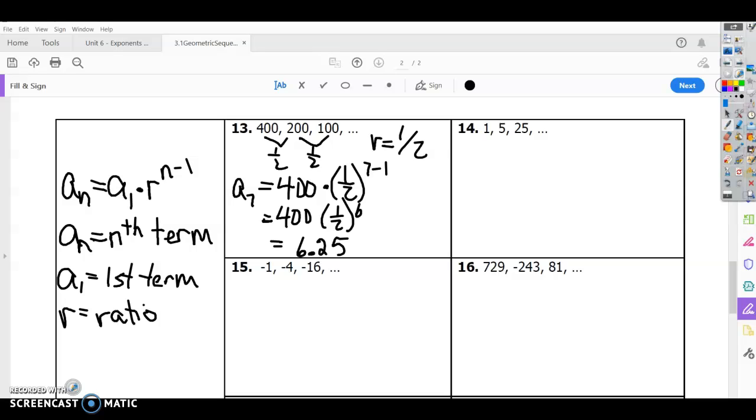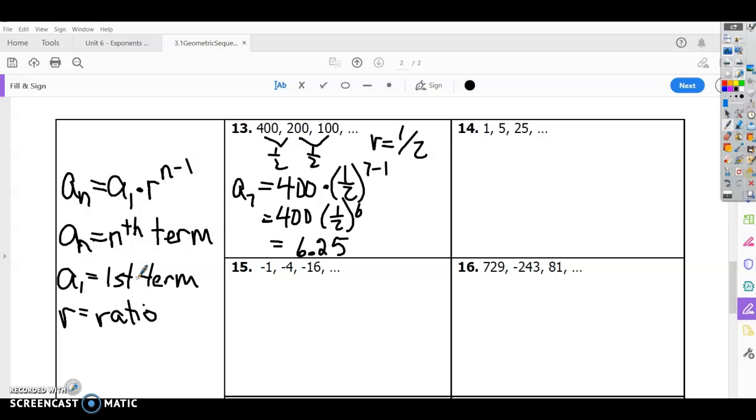All right, guys, this is part 2 of geometric sequences. Just a reminder, here's your formula on the left-hand side. If you're looking for the nth term of a geometric sequence, that's going to be a sub 1, your first term, times your common ratio raised to the n minus 1. a sub n is your nth term, a subscript 1 is your first term, and r is your common ratio.